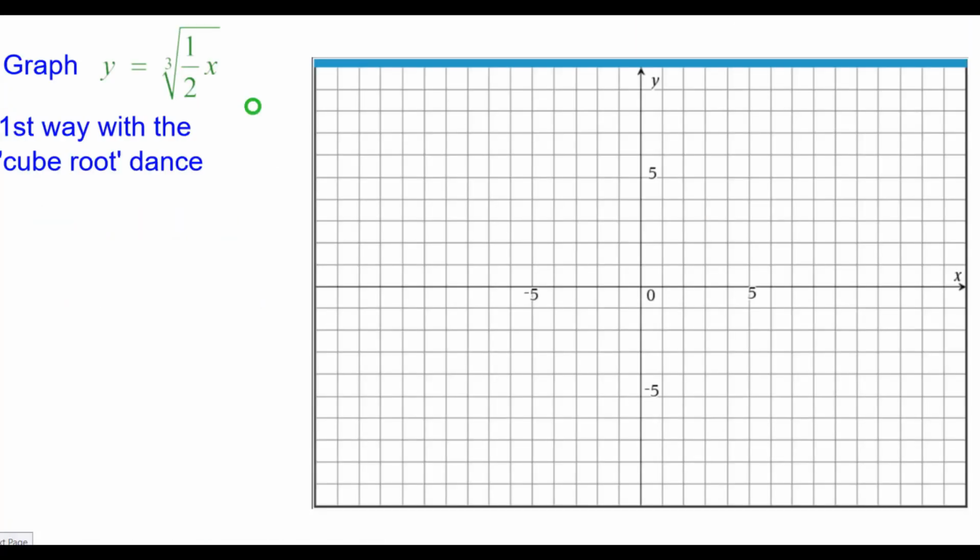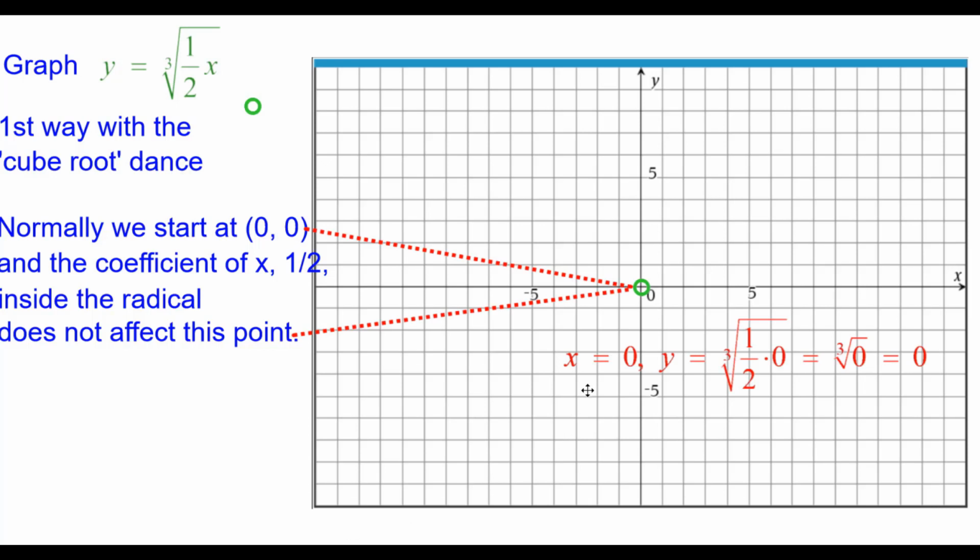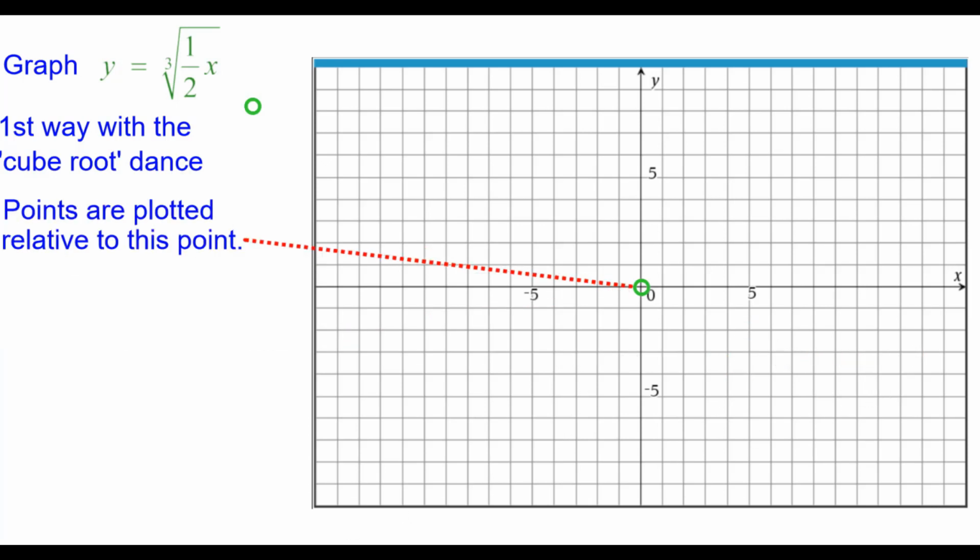The first way is with what we call the Cuberoot Dance. Normally we start at the origin, and with the coefficient of x being 1/2 inside the radical, this does not affect the point, because when x is 0, y is also equal to 0, and points are going to be plotted relative to the origin.